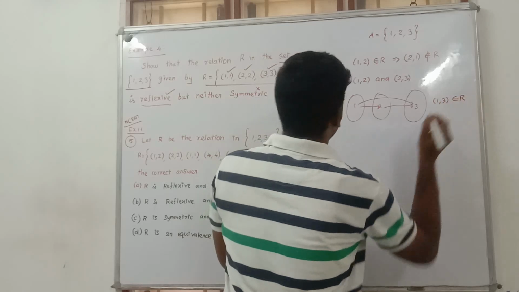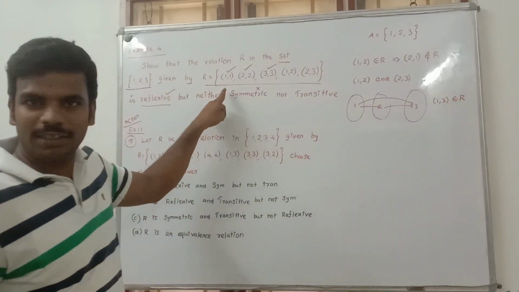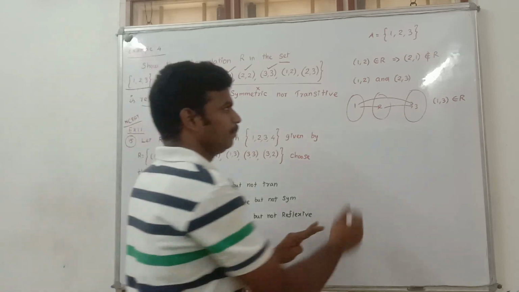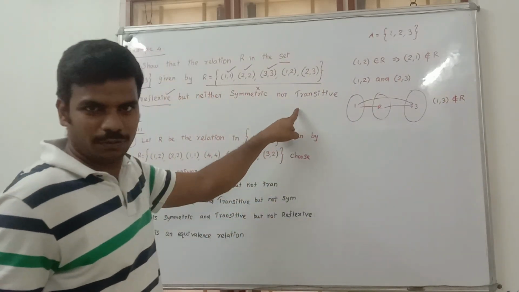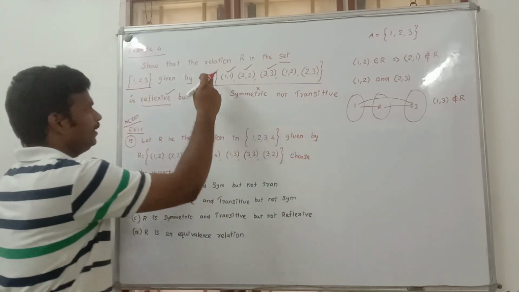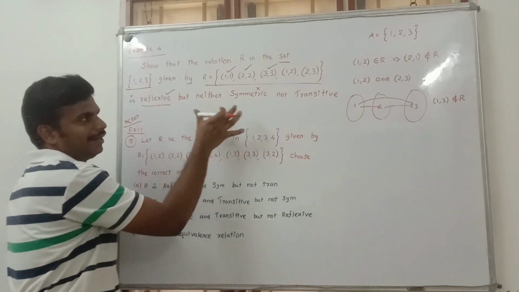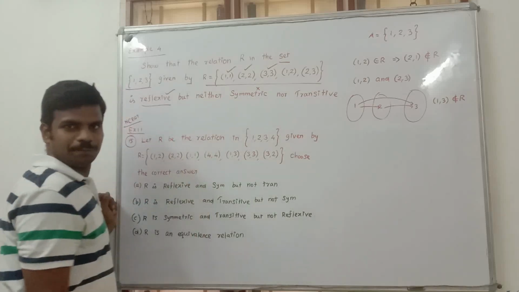But in the relation given in our question, (1, 3) does not belong to R. Therefore it is not transitive. So we proved the relation is reflexive but neither symmetric nor transitive.